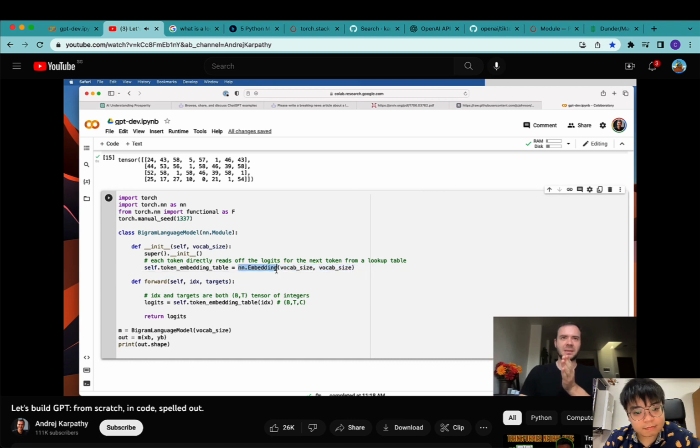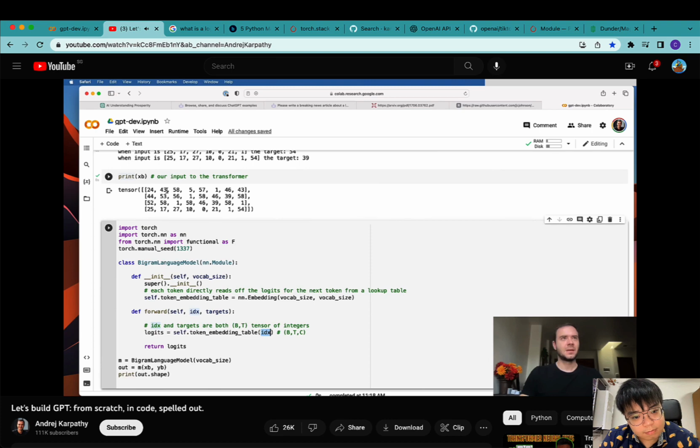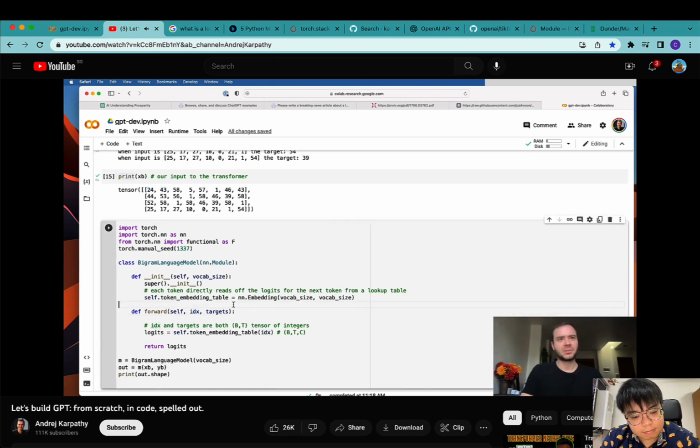And we're using nn.Embedding, which is a very thin wrapper around basically a tensor of shape vocab size by vocab size. And what's happening here is that when we pass idx here, every single integer in our input is going to refer to this embedding table and is going to pluck out a row of that embedding table corresponding to its index. So 24 here will go into the embedding table and will pluck out the 24th row. And then 43 will go here and pluck out the 43rd row, etc. And then PyTorch is going to arrange all of this into a batch by time by channel tensor.